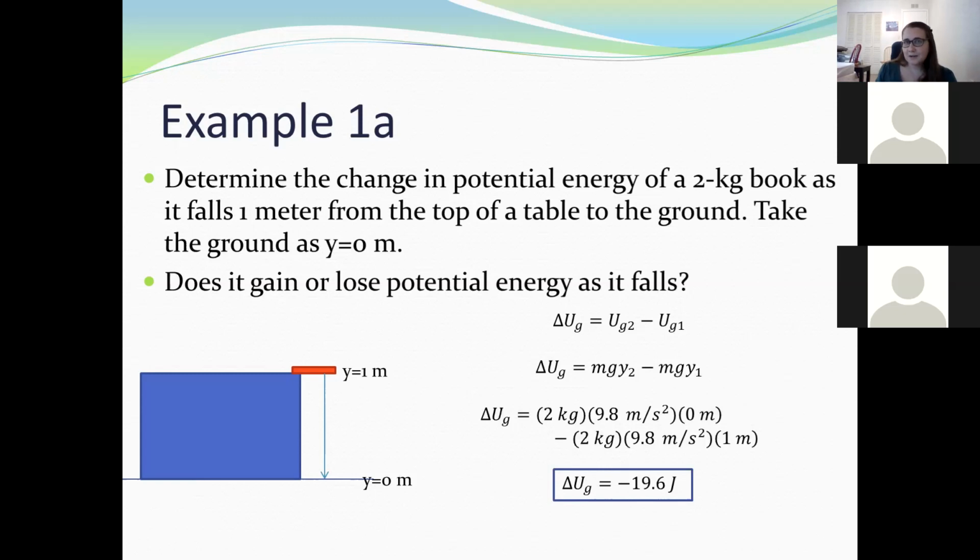What is it gaining though? Bonus question. Kinetic energy, right, Colby? It's gaining kinetic energy because as it falls, it's going to get faster and faster and faster. And we know that kinetic energy depends on velocity. So it'll gain kinetic energy as it loses potential energy.